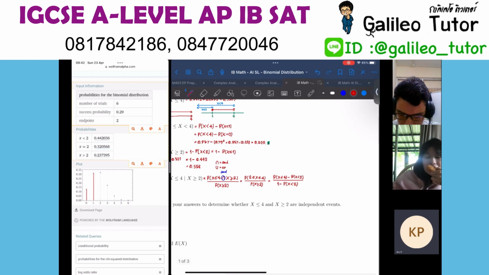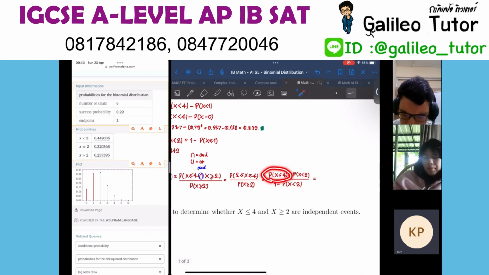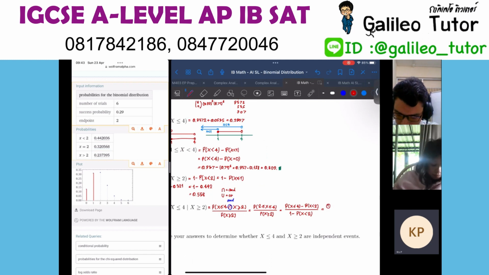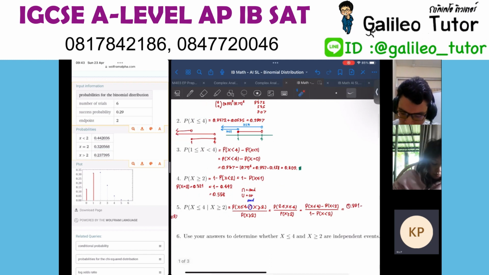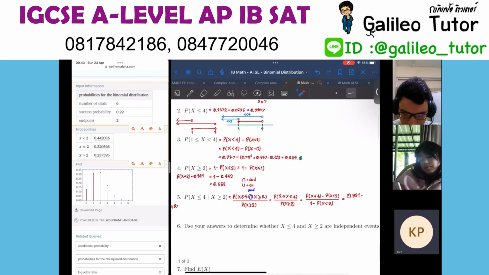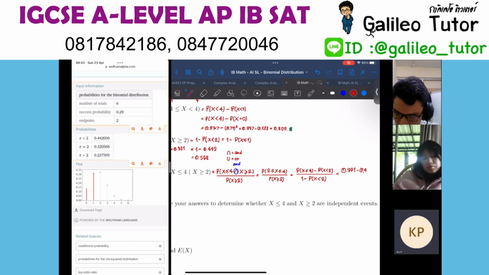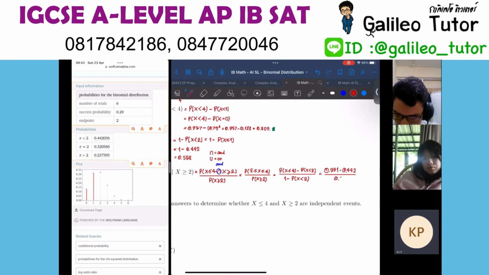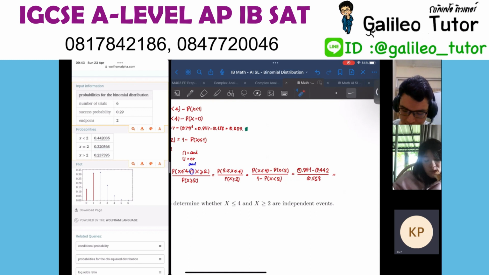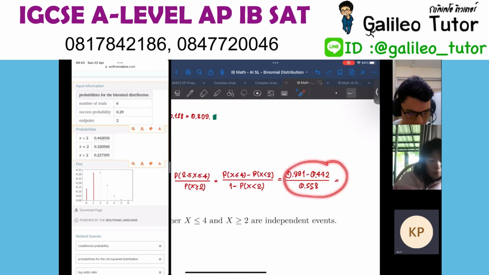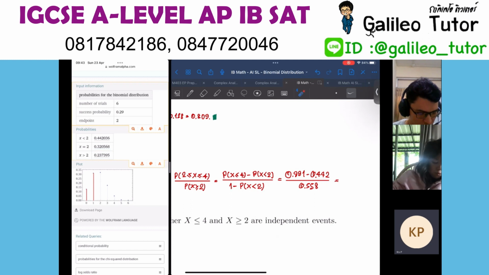Okay, let's go. For this one, I think we have this term already, which is 0.991, right? 0.991 minus the probability of less than 2. Where's less than 2? Less than 2 is 0.442, divided by greater than or equal to 2, which is 0.558. Okay, then we calculate this one.